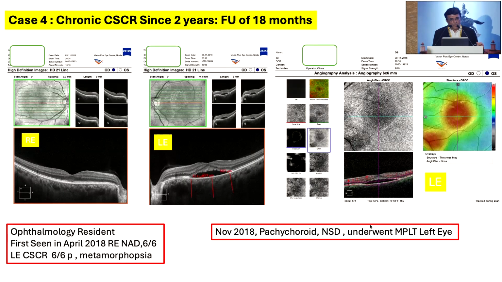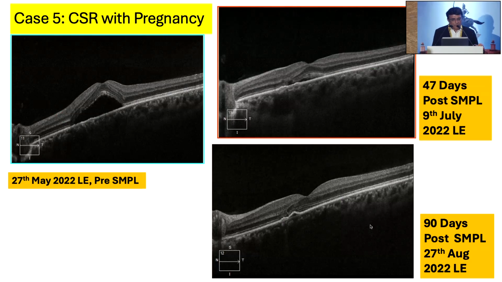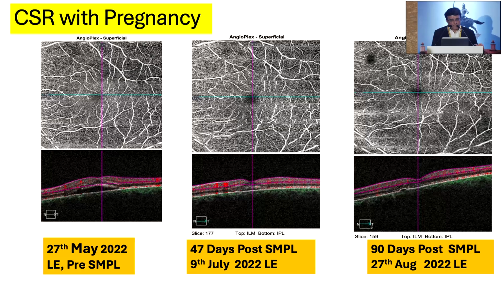This is an ophthalmologist resident. During his residency, he came to me repeatedly during 3 years and was treated with micropulse laser, and after his residency is over, his stress has gone and he is doing well. So this is about micropulse laser. We have had an opportunity of treating a patient with CSCR in pregnancy. So one way was to wait, but the patient did not wish to wait. So we went ahead and treated with micropulse laser, and the patient responded well. This is the OCTA in the same patient.